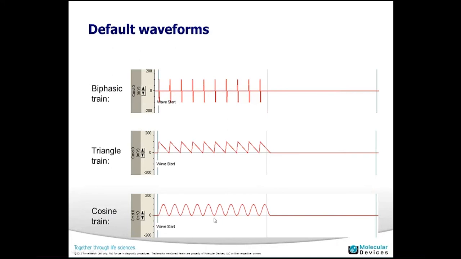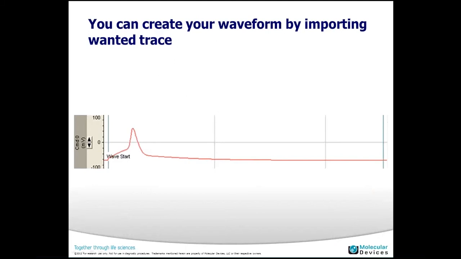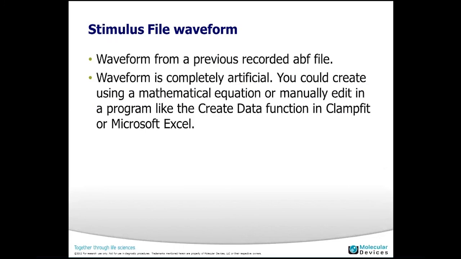But what happens if I want to create my own waveform? For example, we can create your own waveform by importing one of the traces. In this case, it is an action potential trace, right? So basically, you can use the stimulus file to import the wanted trace as your waveform. Like I said, the waveform can be from your previously recorded ABF file. For example, if in current clamp you record an action potential, you can import the action potential trace as a waveform. Also, the waveform can be artificial. You can make your own waveform artificially. You can create your own mathematical equation, or manually add it in, for example, using the create data function in Clampfit, or you can use an Excel file. You can create your own waveform.